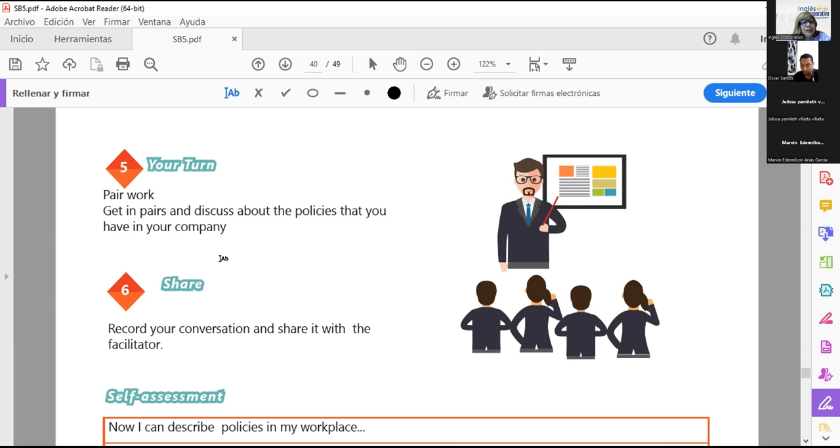Okay, get in pairs and discuss the policies that you have in your company. But I want to make trios, no couples. And you write 10 policies you have in your company, sharing with the group. Remember that if you are in a group, all of you have to participate, not only one. Only one is going to write, but all of you have to participate.